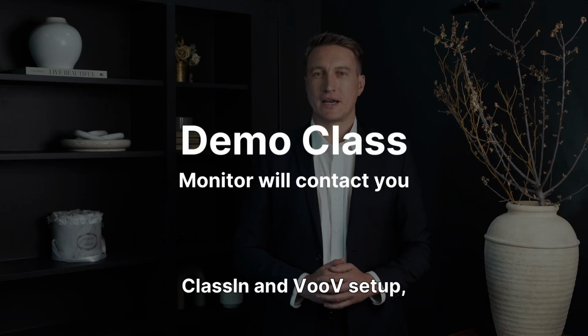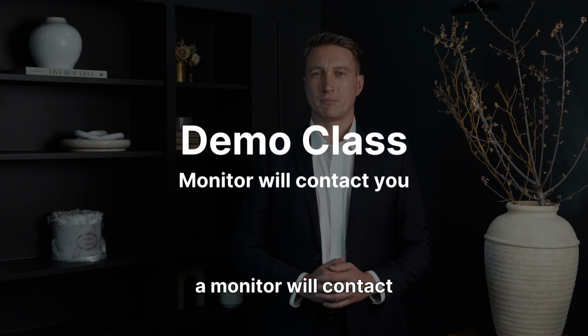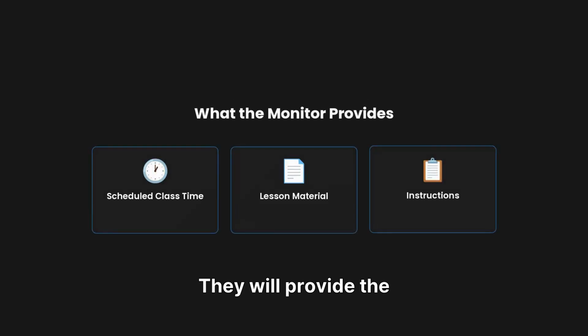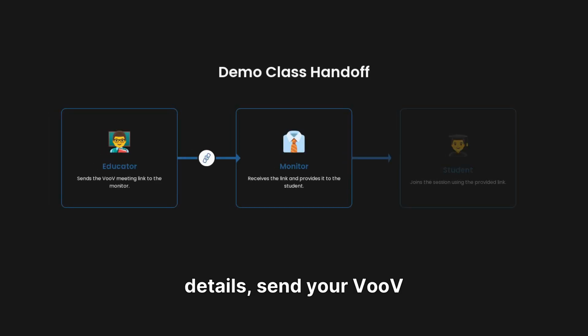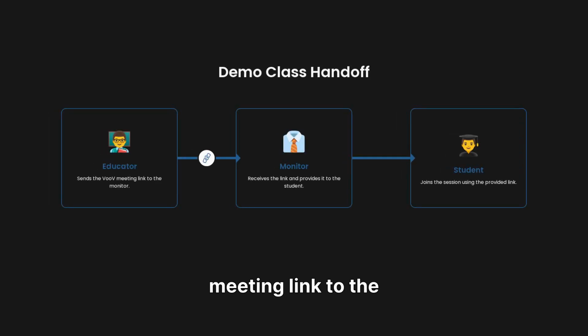After you complete the ClassIn and VOOV setup, a monitor will contact you to schedule your demo class. They will provide the scheduled class time, along with lesson material and instructions. Once you receive these details, send your VOOV meeting link to the monitor so the student can join your session.